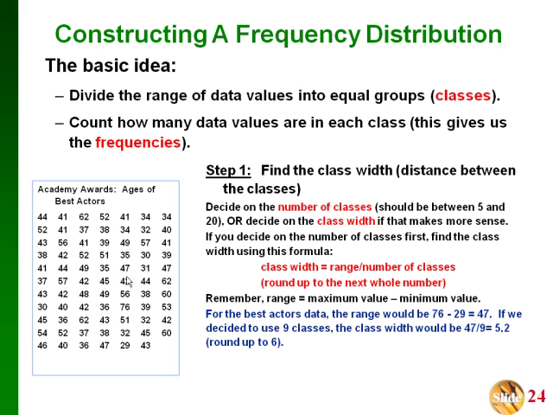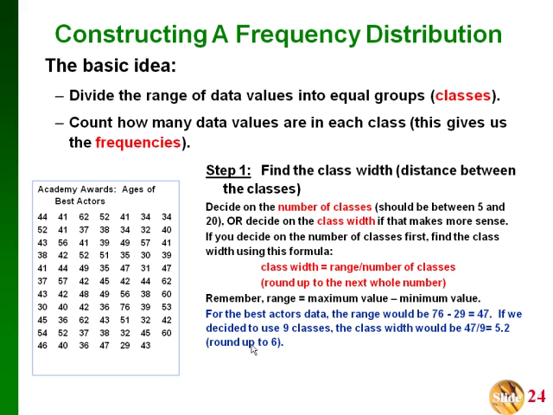So in this case, our maximum data value is 76. Our minimum value is 29, so our range would be 47. If, say, we decided to use 9 classes, then the class width would be 47 divided by 9, which would round up to 6.